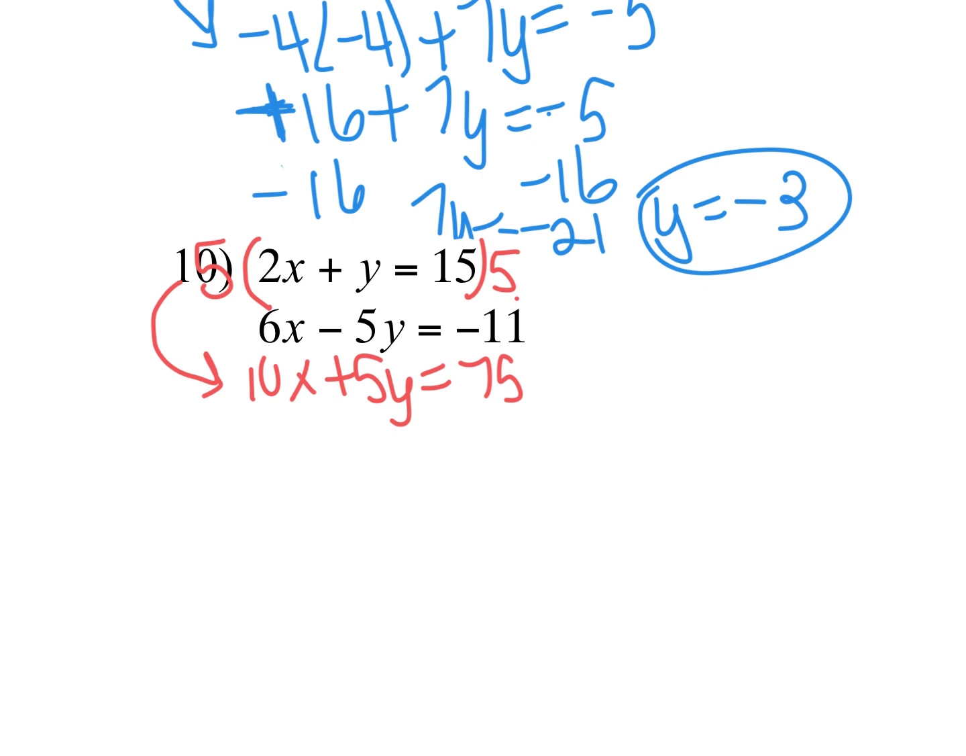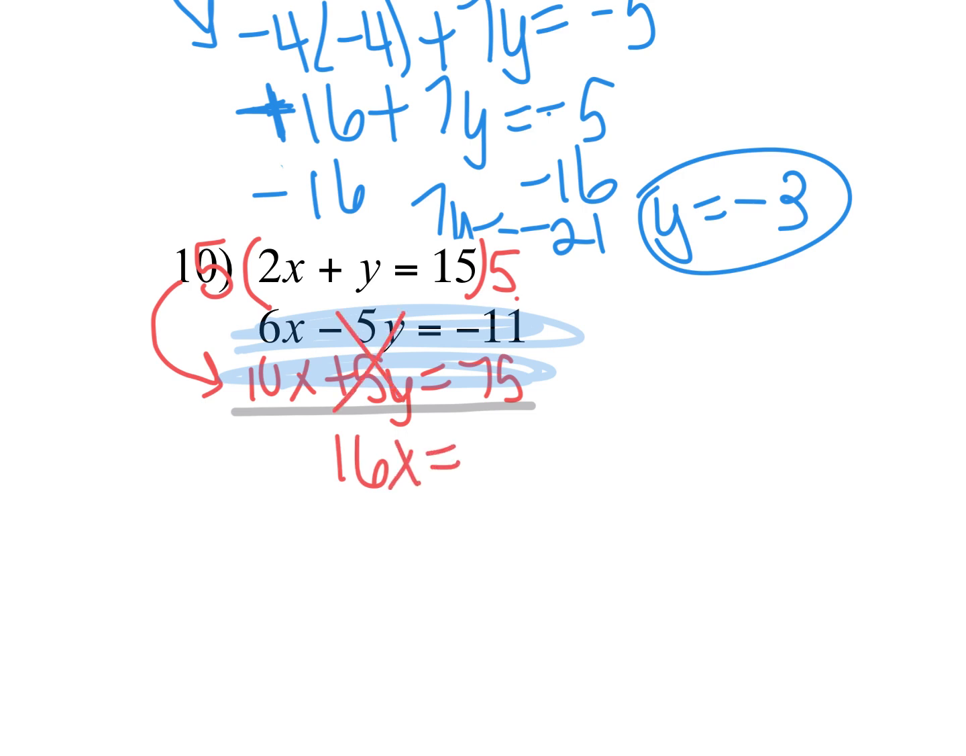Now I'm going to use this equation and this equation. I'm going to add them together. When I add them together, 10 plus 6, I get 16x. My y's now will cancel, and I have 75 minus 11, which is 64. So if I divide both sides by 16, I get x equals 4.